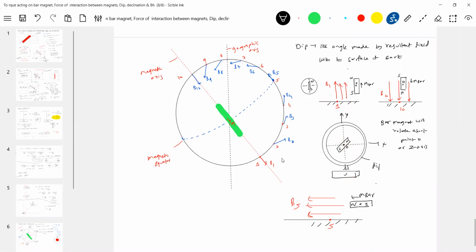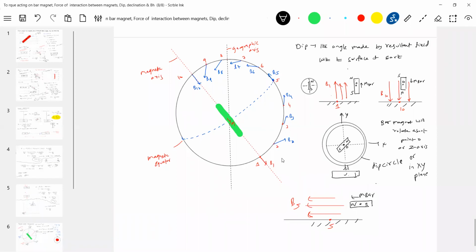So what is a dip circle? It contains a small tiny magnet which can rotate in a vertical plane. XY is a vertical plane. The bar magnet will rotate about point O or Z axis, in the XY plane. Able to understand now? So that's the nature of B bar that we are able to tell.